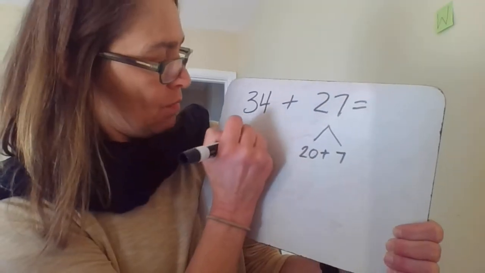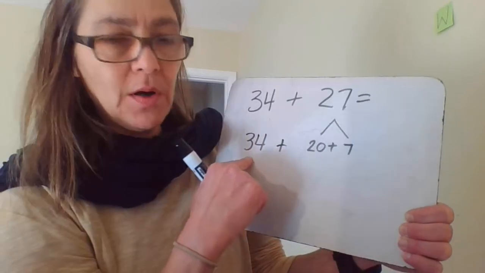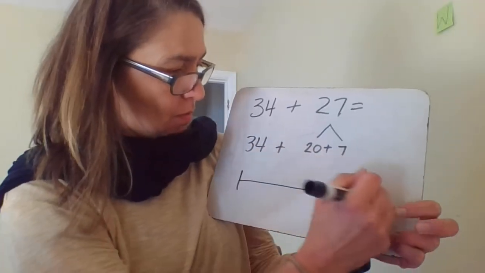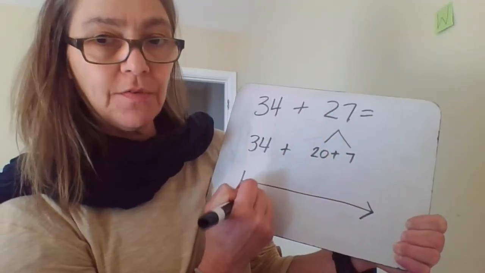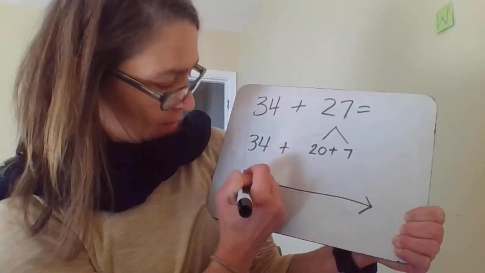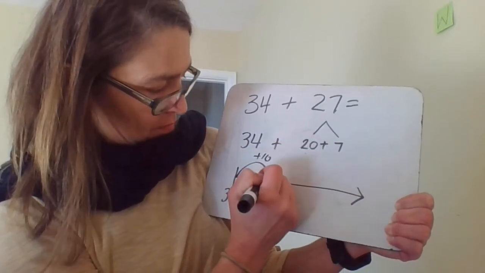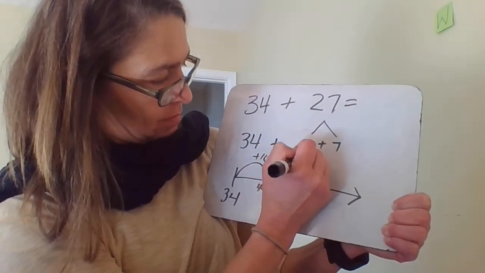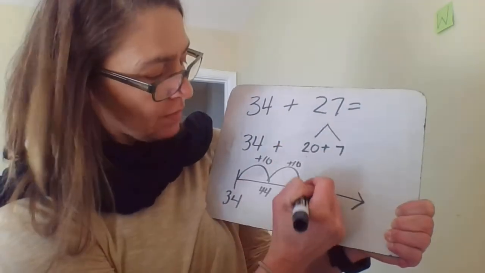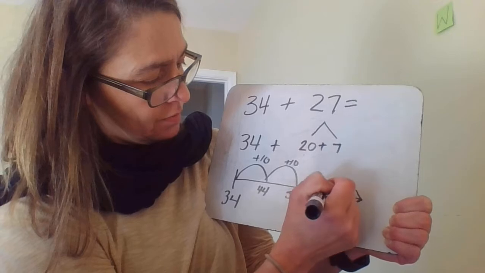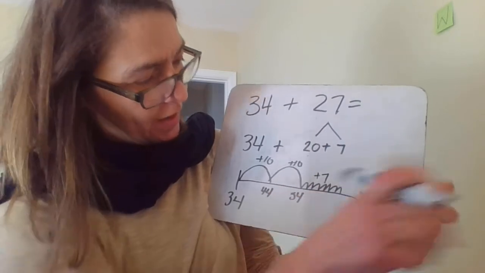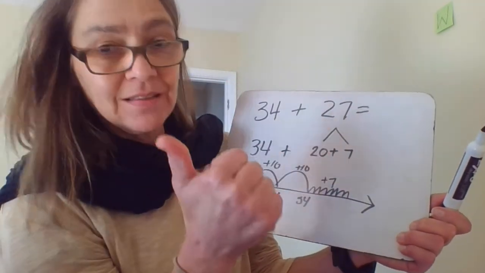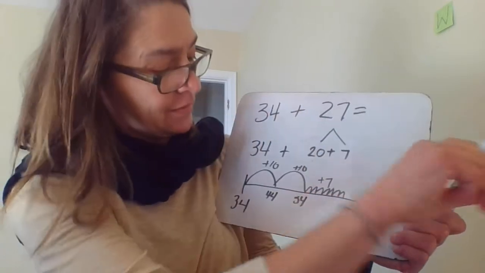Okay, so now we have a simpler problem. 34 plus 20 plus 7. So if we go to our number line and we start at 34, we count up 2 groups of 10. 44, 54, and now we have 7. 1, 2. So we have 55, 56, 57, 58, 59, 60, 61. And that's our 7.